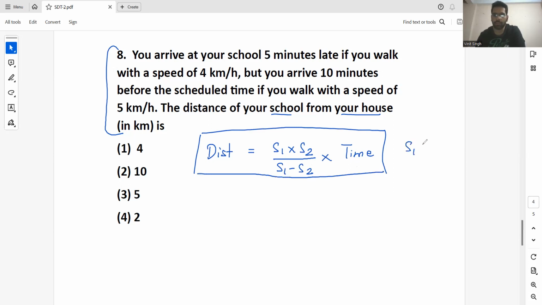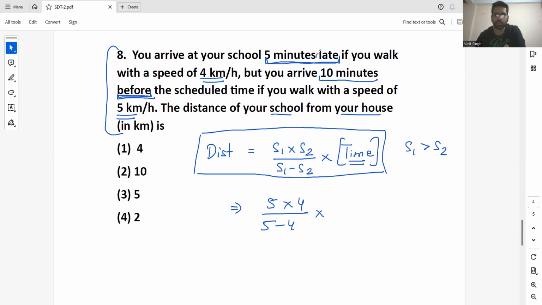First of all, you will remember S1 and S2. Always take the higher value as S1 and the lower value as S2. Two speeds are given, 4 kilometers and 5 kilometers. 5 kilometers is more, so we will take it as S1, and 4 as S2. Then, 5 minus 4, into time. What time? It is 5 minutes late, and the second time is 10 minutes early.